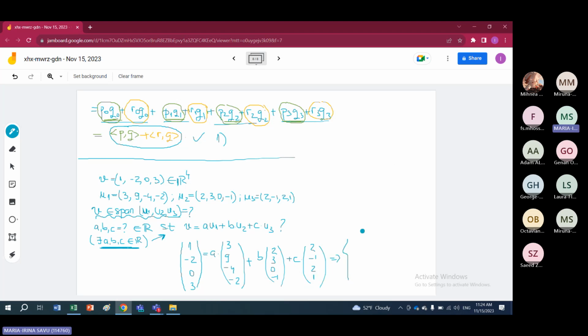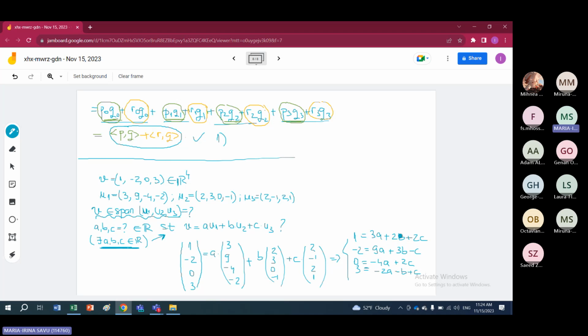So you have a system, and I'm writing directly the equations. This is why I wanted to write them this way. The first equation gives 3a plus 2b plus 2c equals 1. The second is 4a plus 3b minus c equals the second component. The third is minus 2a plus 2c, and this is 2a minus b plus c.